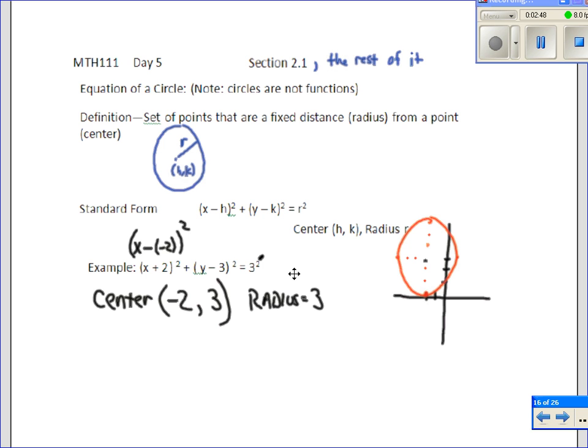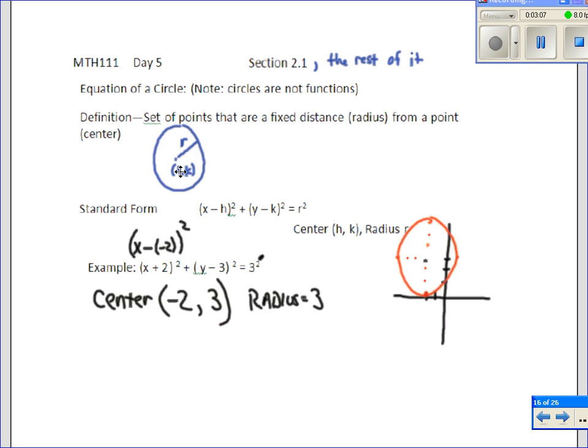Okay, so here's the tricky part in section 2.1, the equation of a circle. And just note, circles aren't functions, for reasons that we'll actually cover in the next section. The definition of a circle is the set of points that are a fixed distance, called the radius, from one point that's called the center of the circle.